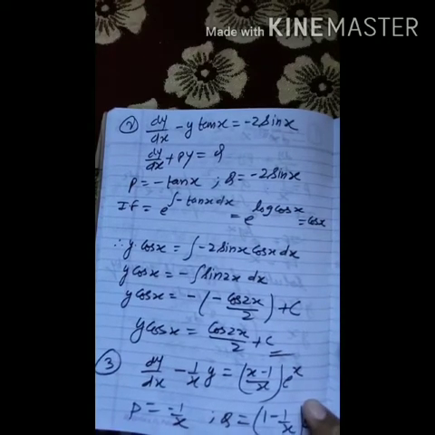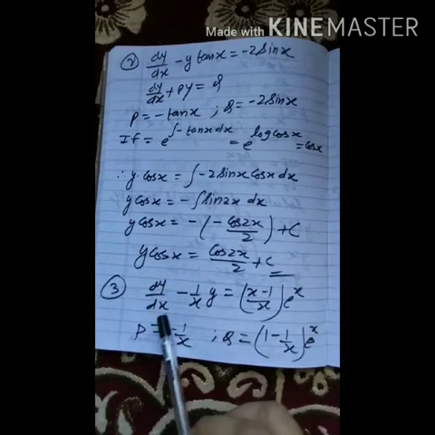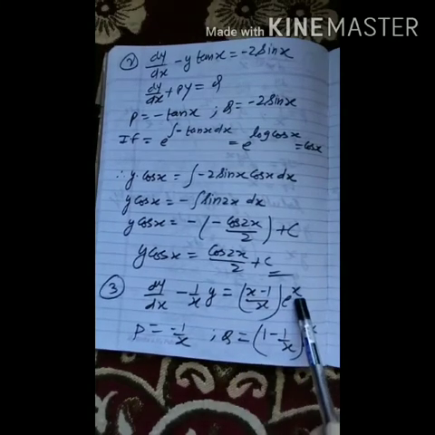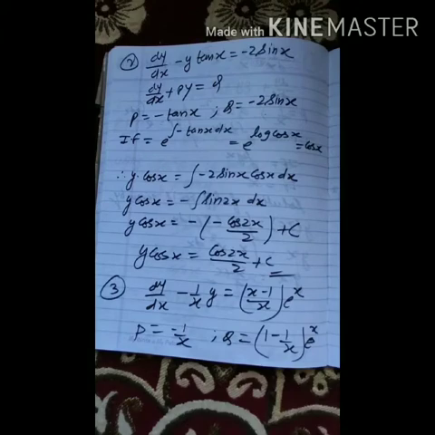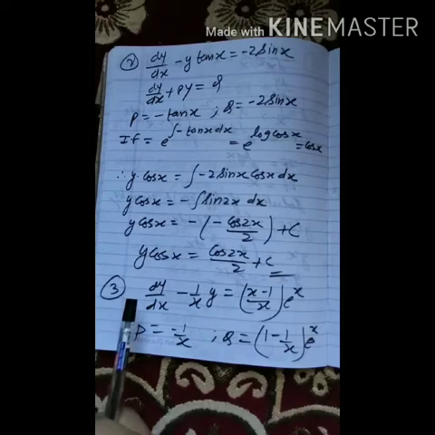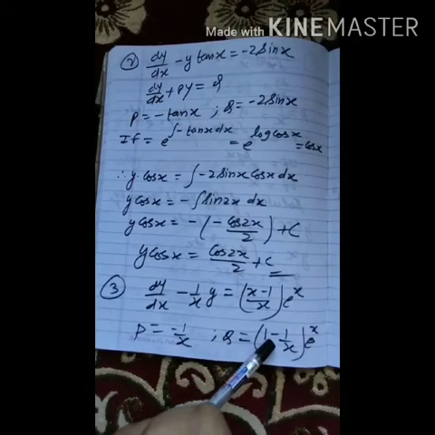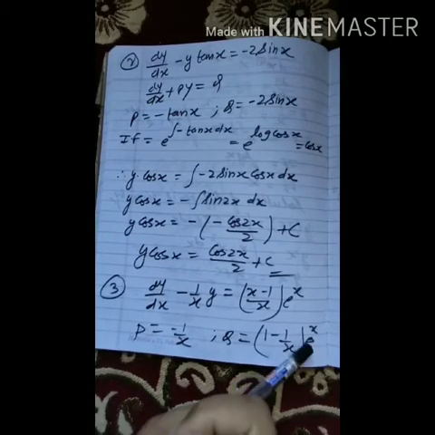Now let us take another example. The differential equation is given as dy by dx minus y upon x is equal to (x minus 1) upon x into e to the power x. So again we have to first find p and q. So compare this differential equation with the form dy by dx plus py equal to q. We will find that p is minus 1 upon x and q is (1 minus 1 by x) into e to the power x.